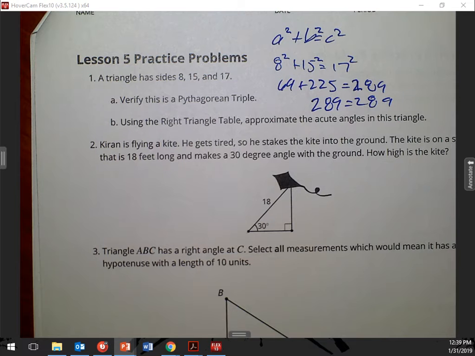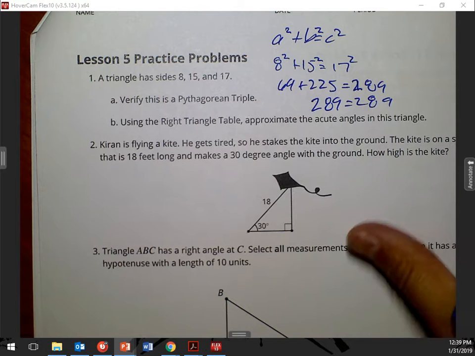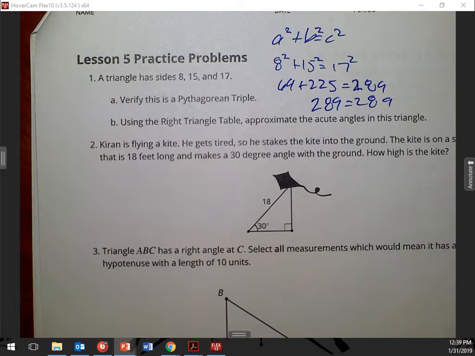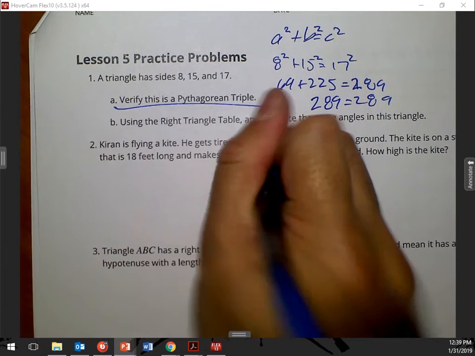So does that work? Yeah. 289. Oh, wait, what? So it works. Guess what? So that means yes.